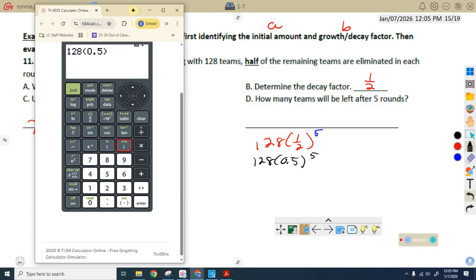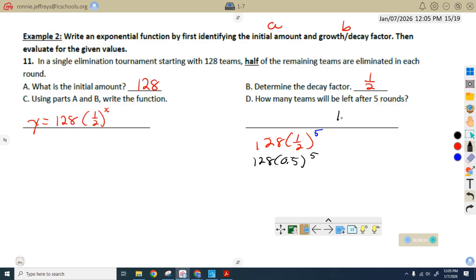0.5, raise the roof to the 5th. Okay, so after 5 rounds, there'll be 4 teams left. Now, is there anything in the world where this is similar to? Where we start with a lot of teams, and each round half of them go to the next round.